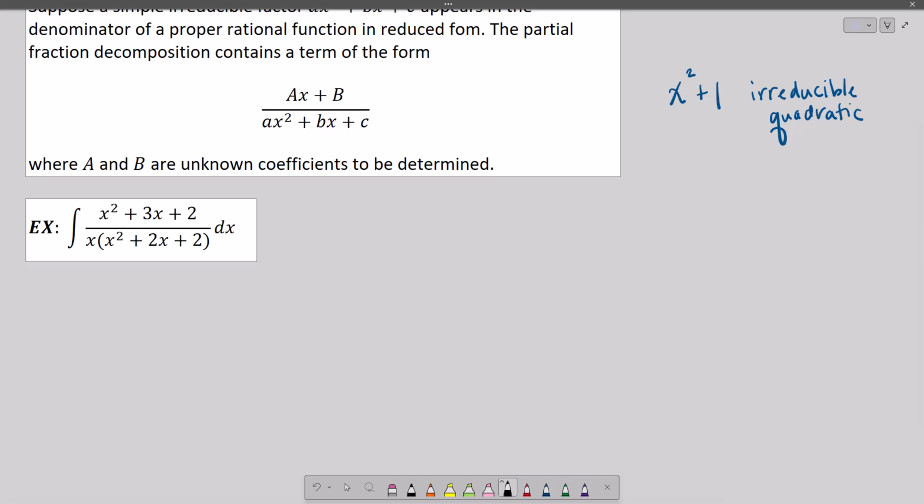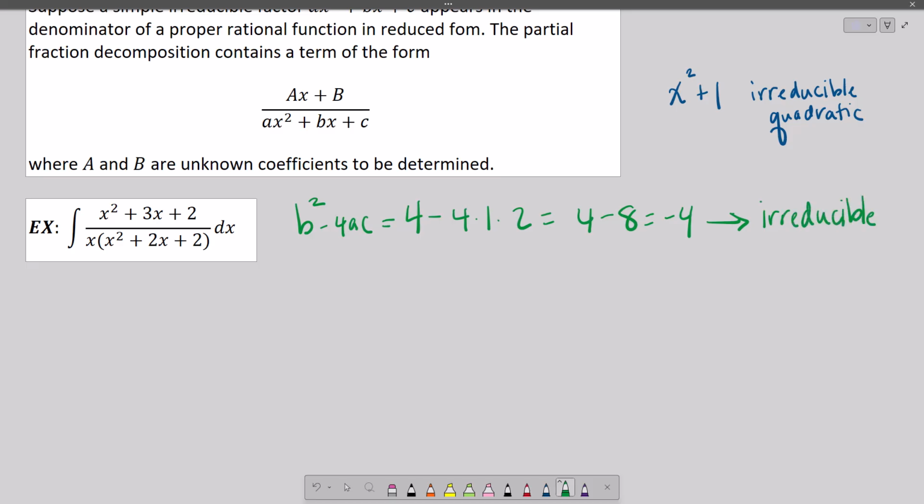So if you want to confirm that this is irreducible, you could check b squared minus 4ac. b is the coefficient of x, a is the coefficient of x squared, c is the constant. So minus 4 times a is 1, c is 2. So this tells us that it's irreducible. If b squared minus 4ac is negative, you've got an irreducible quadratic, and it's not that you just didn't find the factors, it's that they don't exist.